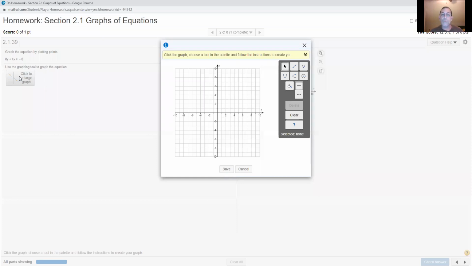My 2 points were -2, 0. So come over here and grab the line tool. Go to -2, 0. That's on the x-axis, and click enter. So anytime the second number is 0, your first number will be on that line.